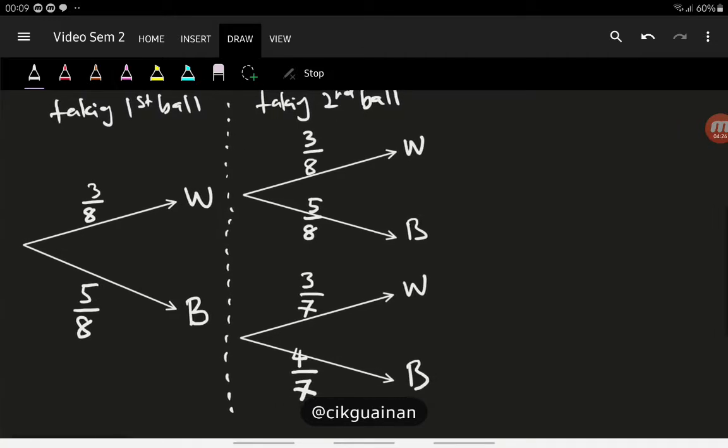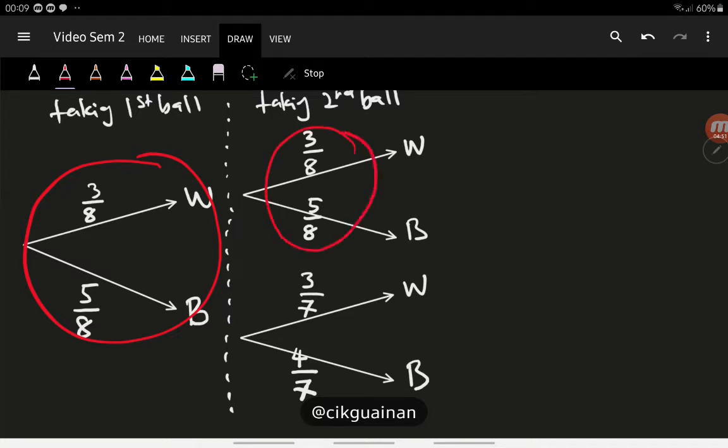It's not really complete yet. We still have to write all possible combinations at the end, but this is the idea. Now how are we going to know whether it's complete or not? For each set of these expanding branches, it must total up to 1. So 3 over 8 plus 5 over 8 is 1. This one also the same thing, and this one too. If every set of these expanding arrows totals up to 1, then your tree is correct.